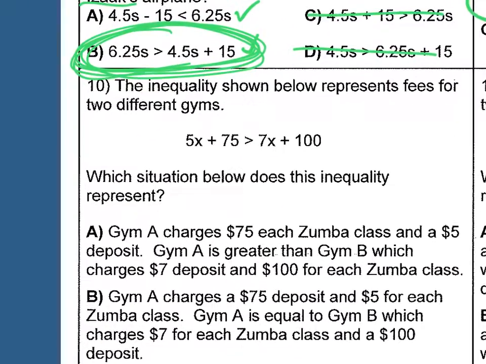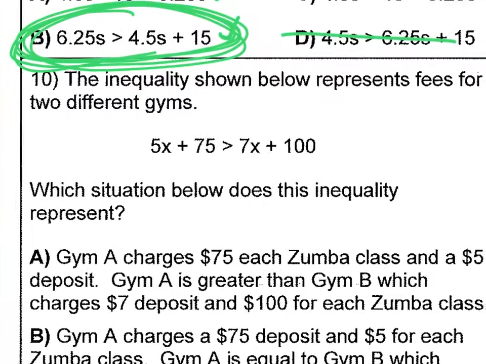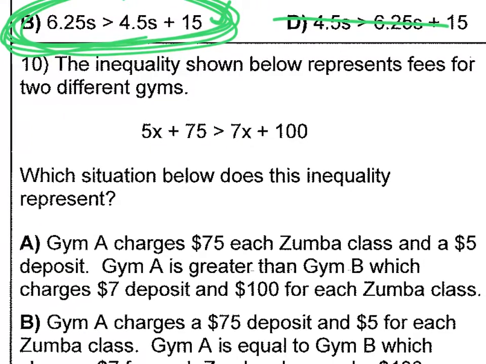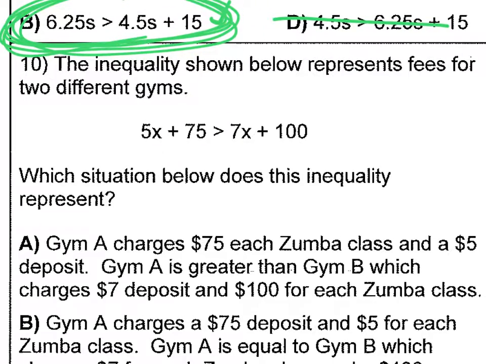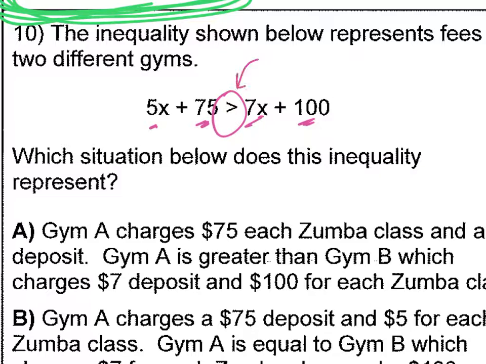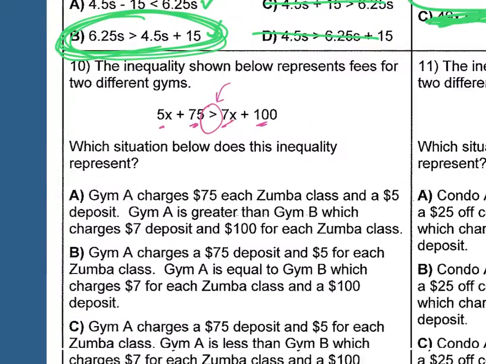On number 10, they give me an inequality. I have to figure out which answer choice matches that. 5x plus 75 is greater than 7x plus 100. So I need to make sure 5 and 75 are together, 7 and 100 are together. I also need to make sure that that inequality sign is right. So whatever story they give me for 5 and 75, they have to say that that's greater than the 7x plus 100. So let's look at these answer choices.